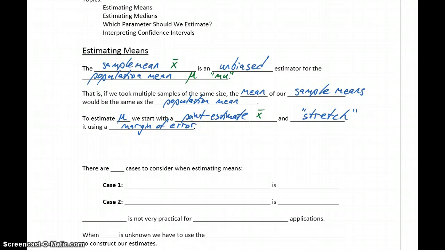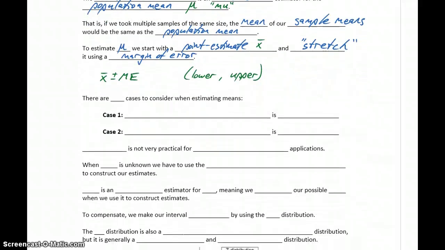So we know that each sample mean is a little bit higher, a little bit lower than the actual population mean. So if we take x bar plus or minus some margin of error, or we can represent that as some lower bound, comma, some upper bound as an interval, then we can assign a confidence level to state how confident we are that that interval contains the true population mean.